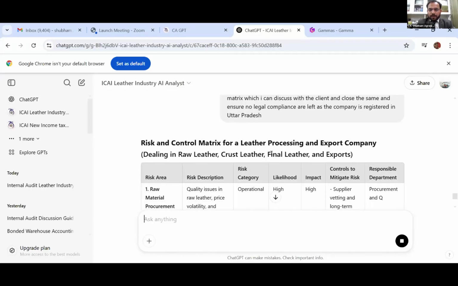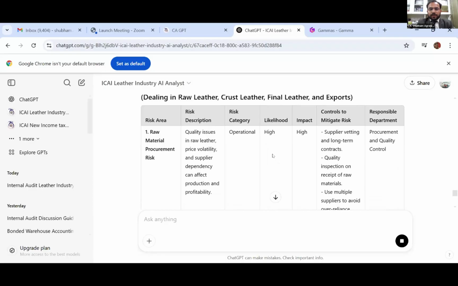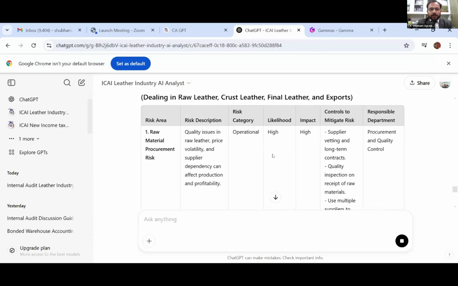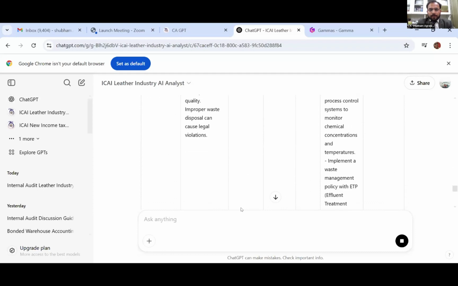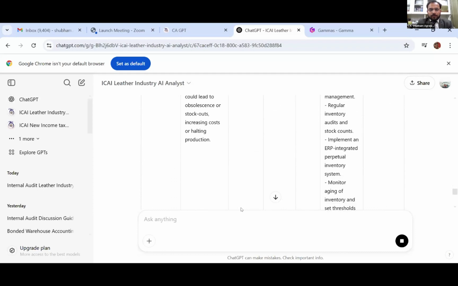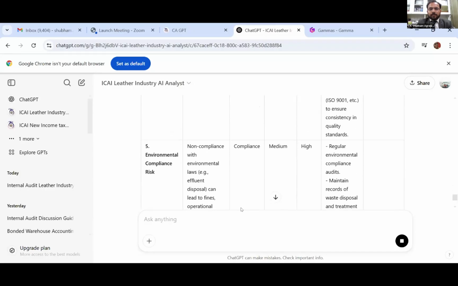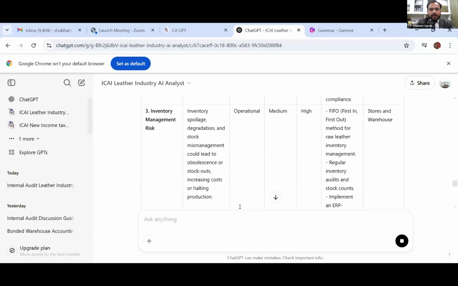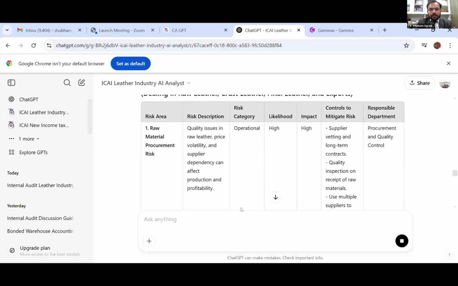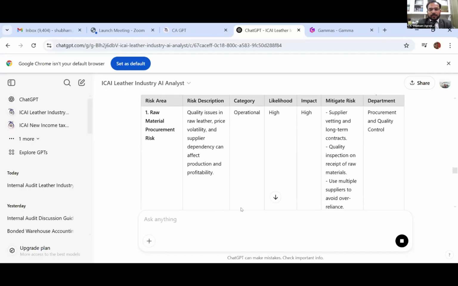It will help a chartered accountant to discuss the industry specific risk with their client so that we can seek the professional assignment. Now from this we can create the presentation also with the help of Gamma. So see its beauty. It is giving the risk matrix in a tabular format where each type of risk area and its likelihood is being reflected. Risk area, risk description, risk category, likelihood, impact, and the controls to mitigate the risk.